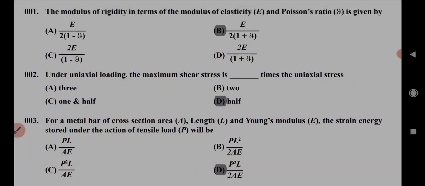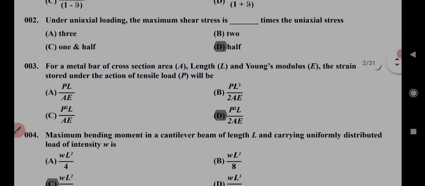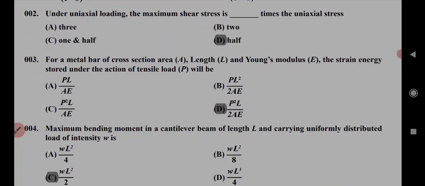The modulus of rigidity in terms of the modulus of elasticity and the Poisson ratio is given by... option B, E divided by 2 times (1 plus the Poisson ratio). Under uniaxial loading, the shear stress is half times the universal stress.